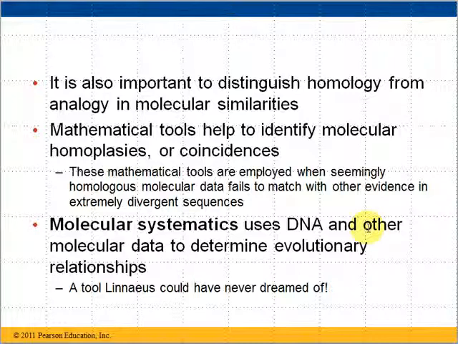We'll take a break. We'll come back with concept 26.3, which says shared characters are used to construct phylogenetic trees. So we'll get into the actual creation of some of these trees, what they look like, and again, some more terminology. Take a break, be right back.